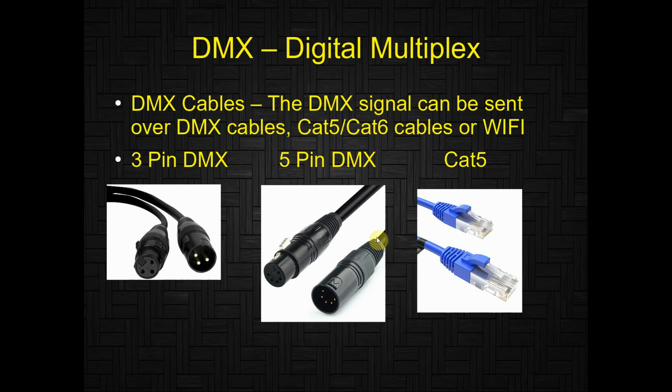On some lights you will find a 3-pin DMX connector, and there are converters that you can use to convert from 3-pin to 5-pin and 5-pin to 3-pin. So if you happen to buy an intelligent fixture with 3-pin connectors on it, you can buy a converter to convert it from 5-pin to 3-pin. And then of course your Cat5 is your standard computer cable that you would use for a computer network.